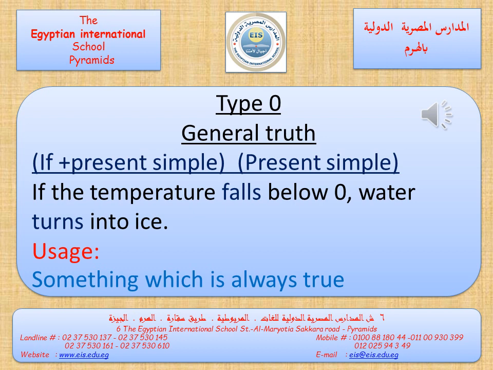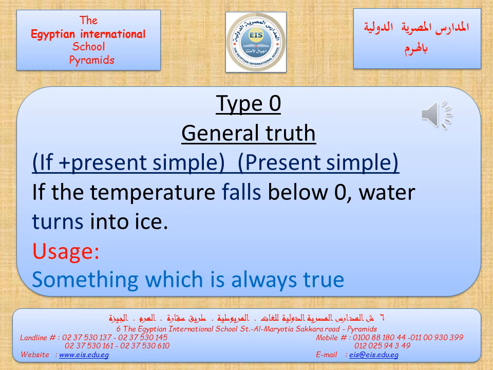Let's begin with zero conditional. You can think of something that is always 100% true. When I say zero conditional sentence, that means I'm talking about a fact. A fact, what does it mean? Do you know? A fact means something that is always true. It was true and it will be true. For instance, if ice melts, it becomes water.